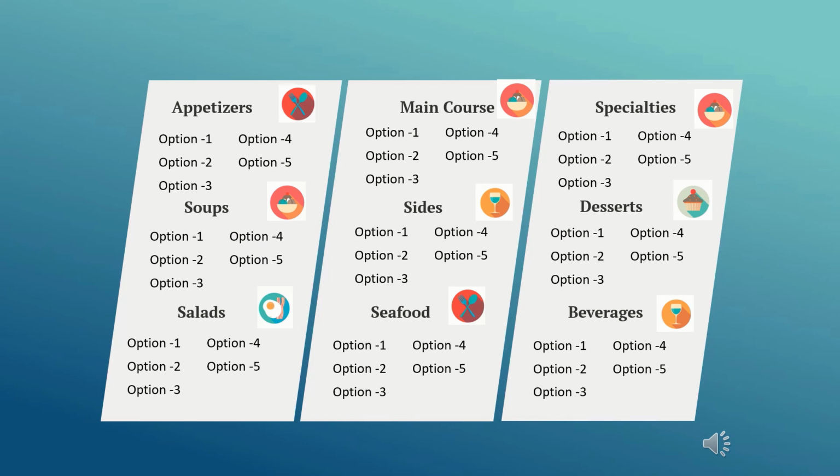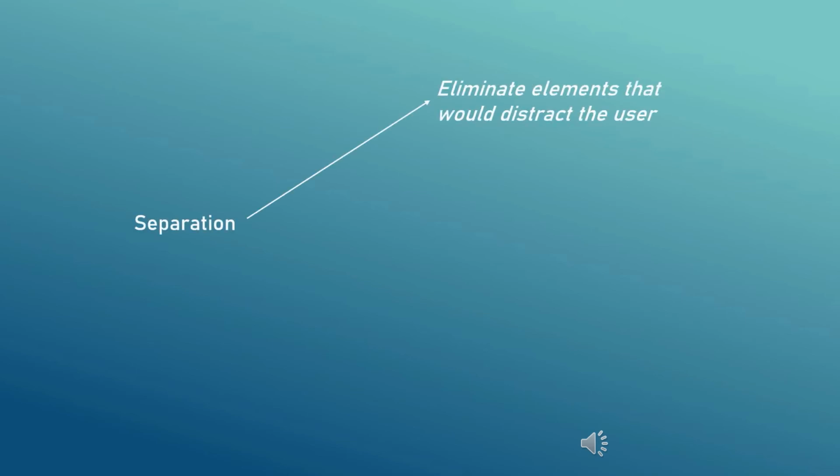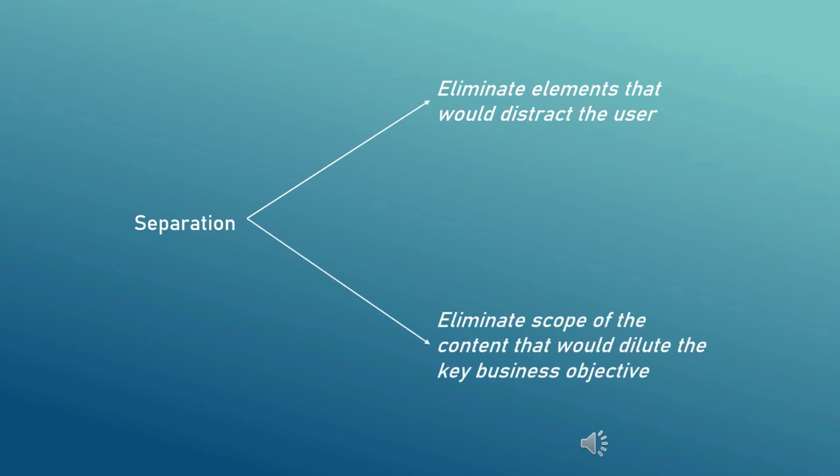This is a standard customer menu where the customer would restlessly go through multiple sections in the menu. Is there a way we can improve the customer experience by redesigning the menu? Let us look at the ideas generated by Athena based on the principles that we trained her on. Separation. And the ideas we got are two. The first one being eliminate elements that would distract the user, eliminate scope of the content that would dilute the key business objective.